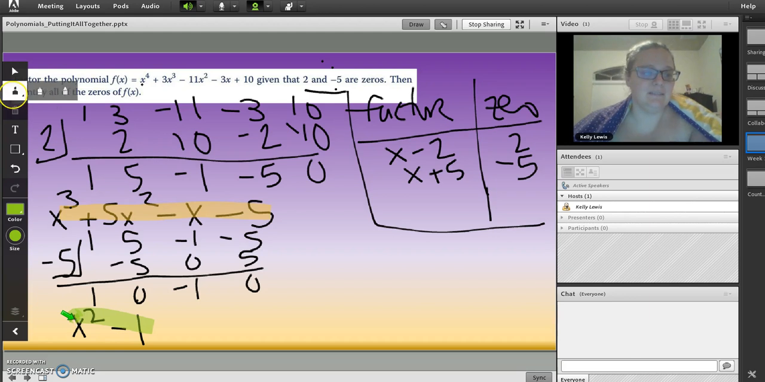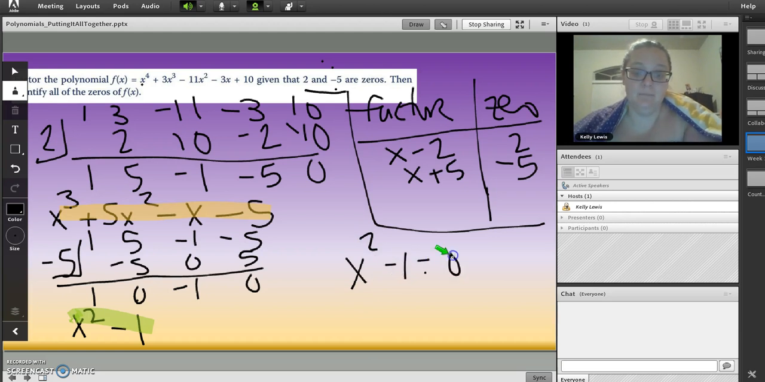And so I need to solve him. You can either solve him, or if you know how to factor x squared minus 1, if you've had me before, then you should. x plus 1, x minus 1. Or you can solve this.